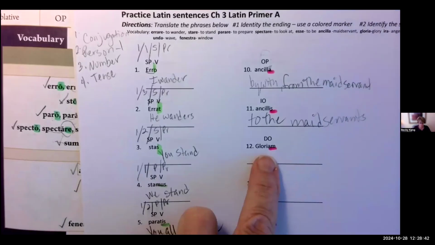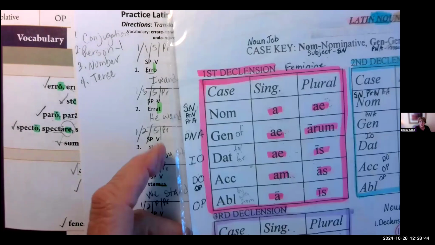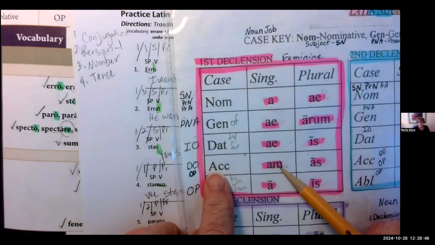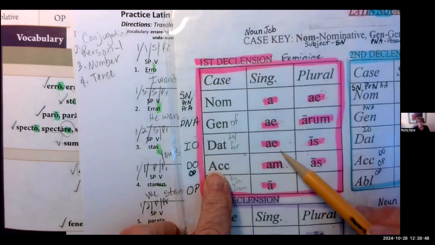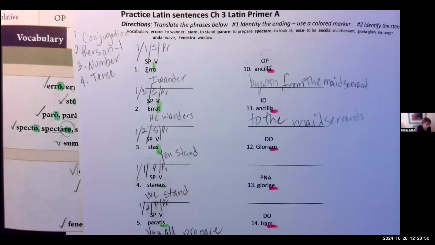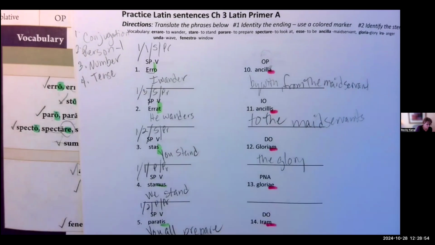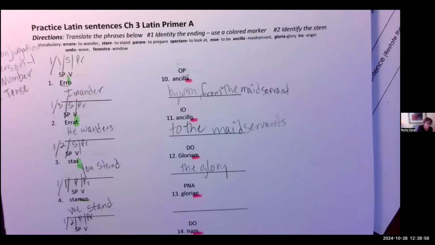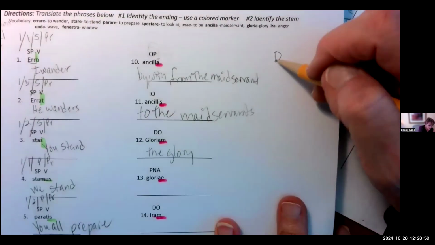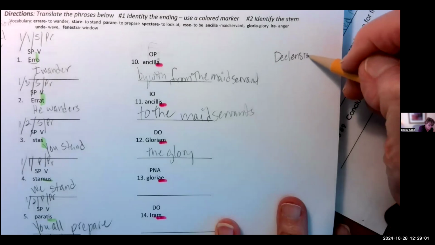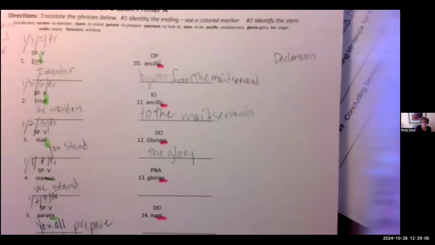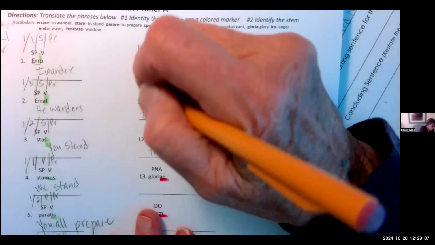This is a direct object. How do you know, Mrs. King? Am. So glory, of the glory, to or for the glory, the glory. Now, what questions were we supposed to ask for a noun? Well, they're declension, like what kind of noun is it? And so far, all you've learned is the first. So you're going to put one.